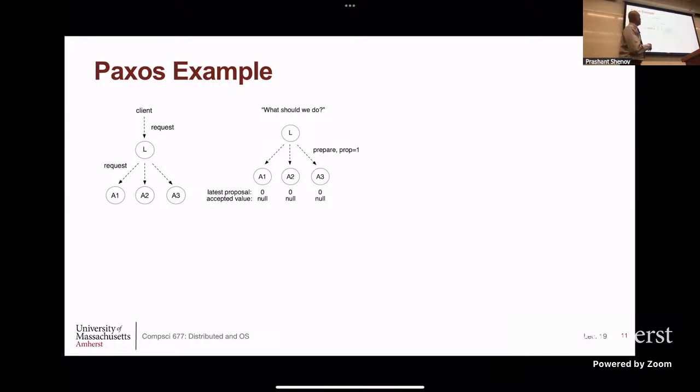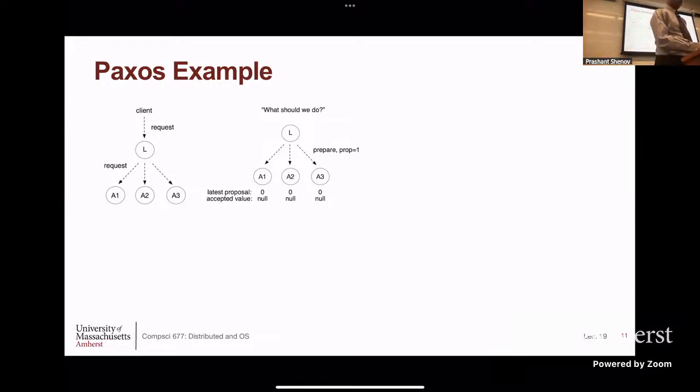Okay. So in step 1, it's going to ask all of the acceptors, what should we do? What should we agree on? The way you do this is you send a prepare request and say, this is round 1, proposal number 1. A prepare request means you tell me what value we should agree on. Each of the acceptors keeps track of the latest proposal they've heard. Initially, they're all 0. None of them have agreed to anything, so the value they've agreed to is null, because we just started this.